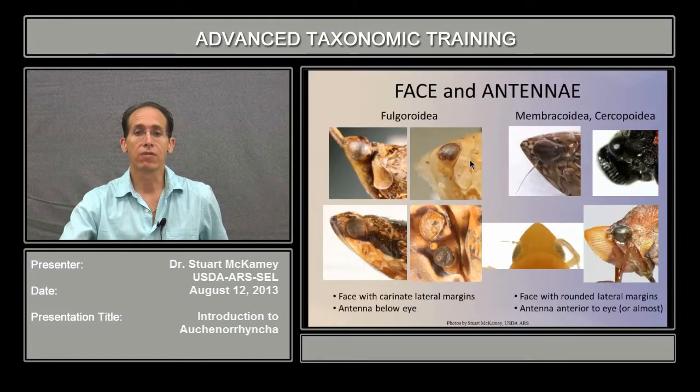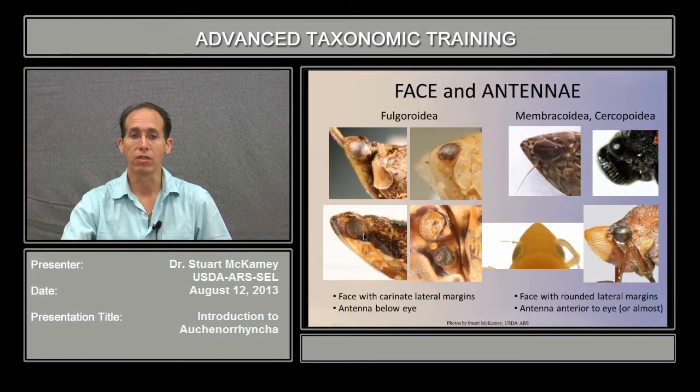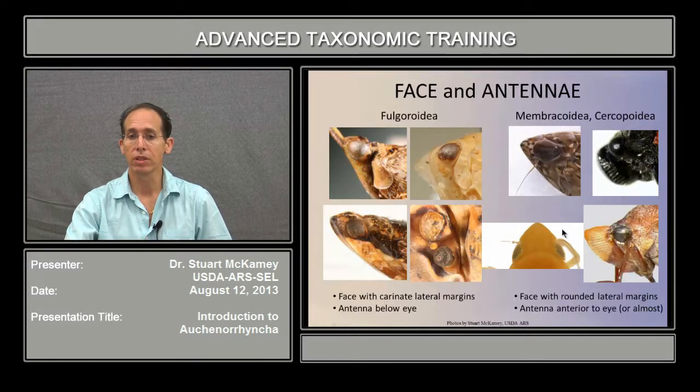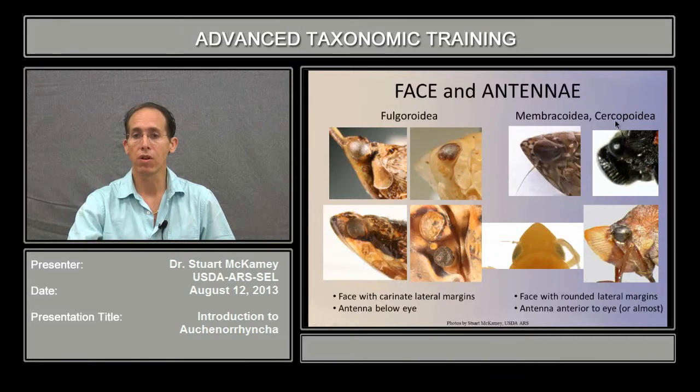So first let's look at the face and antennae, those first two features. In Fulgoroidea, you have an edge or keel, or carina, on the side of the face, and the antennae are directly below the eyes. In Membracoidea and Cercopoidea, the face is rounded, and the antennae are further forward, sometimes completely in front of the eye. Notice here that Cercopoidea, the frog hoppers, join with the Membracoidea.